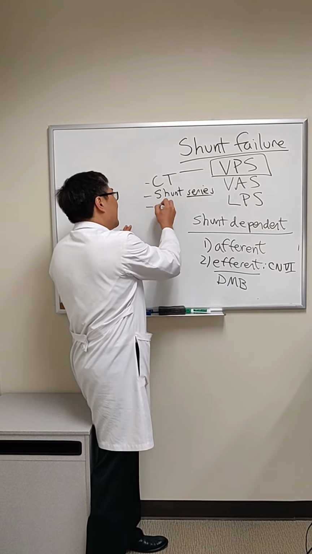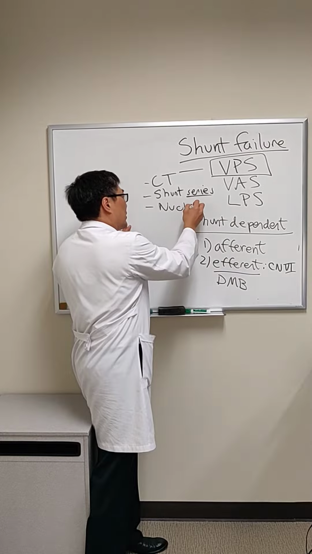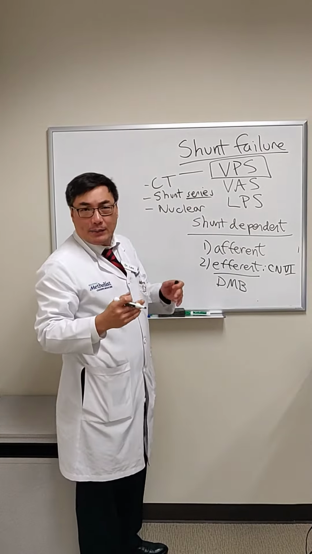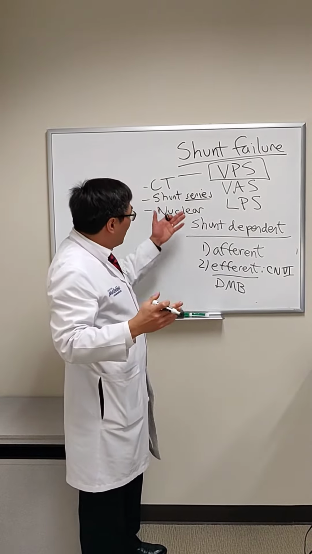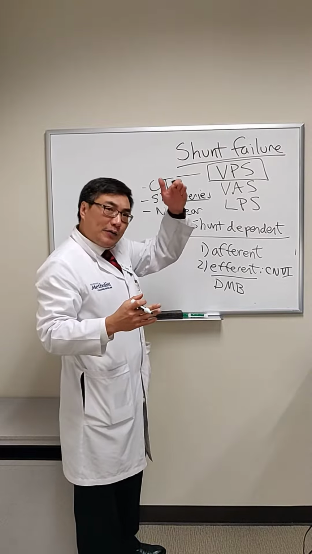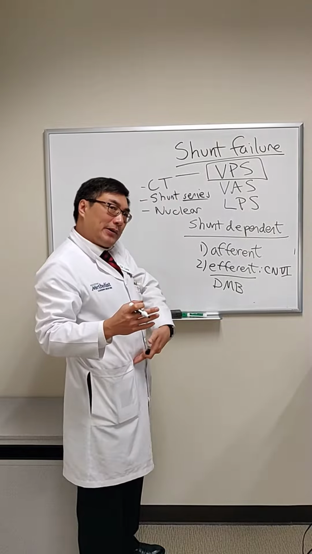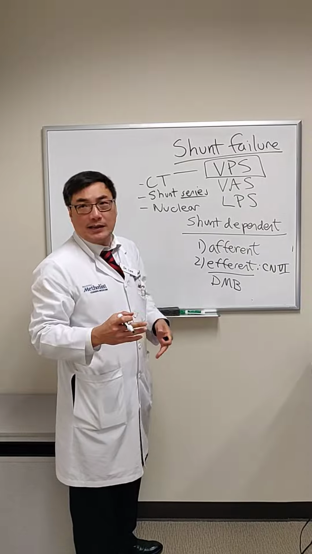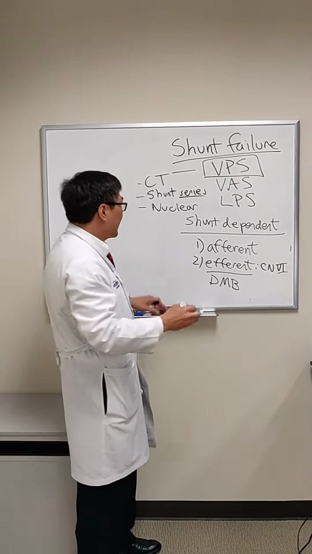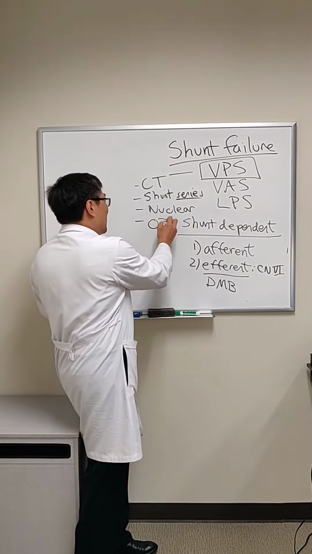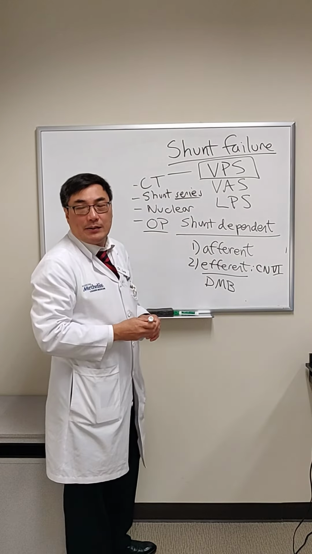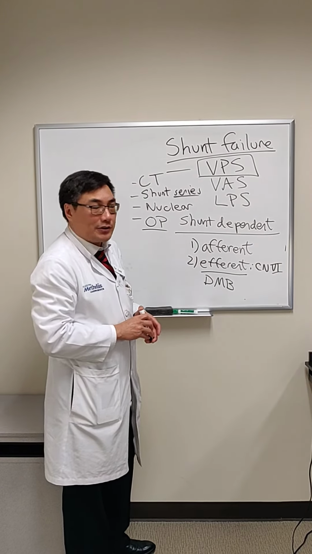And then we have nuclear medicine studies where we can inject labeled technetium radioisotope into the shunt itself. And if we see the radionucleotide appear in the belly, then we know that the shunt is patent and it's at least partially functioning. But the only way to know what the pressure is, is to measure it, and that means having a spinal tap with an opening pressure.